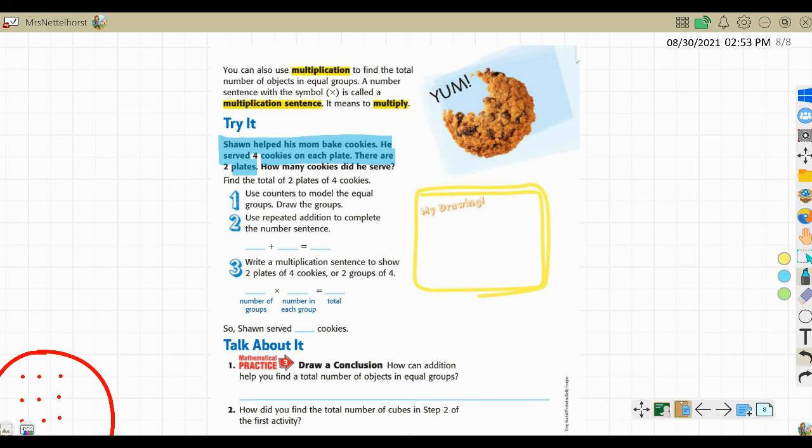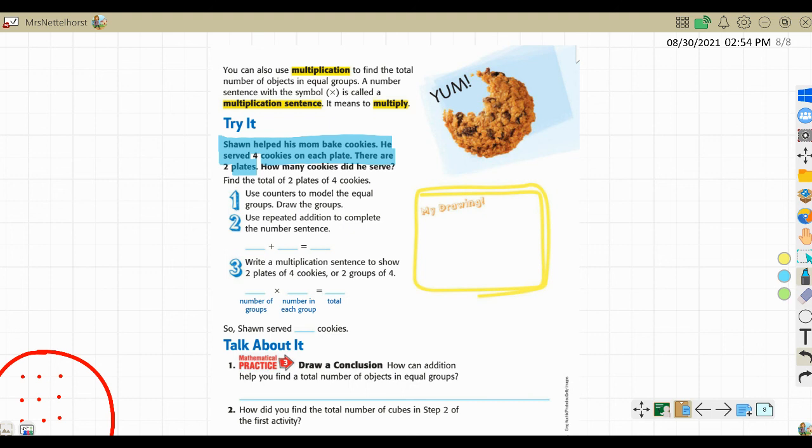He served some cookies on each plate. So imagine some cookies on plates. There are some plates. We don't know how many yet. So imagine some plates with some cookies on each plate. Now, because it says on each plate, that tells us that there have to be the same number of cookies. So in your imagination, whether you have 1 cookie or 10 cookies, you need to have the same number on both plates. So fix that in your brain.